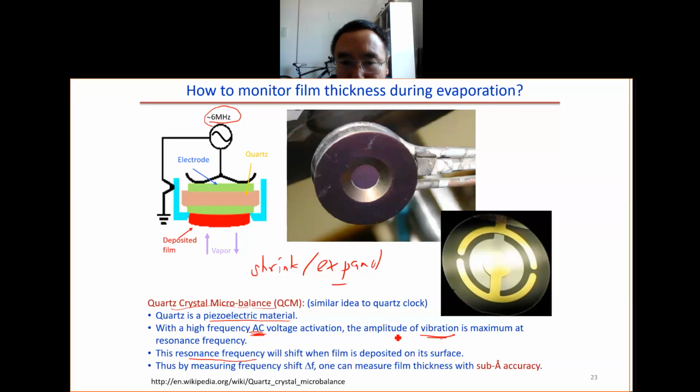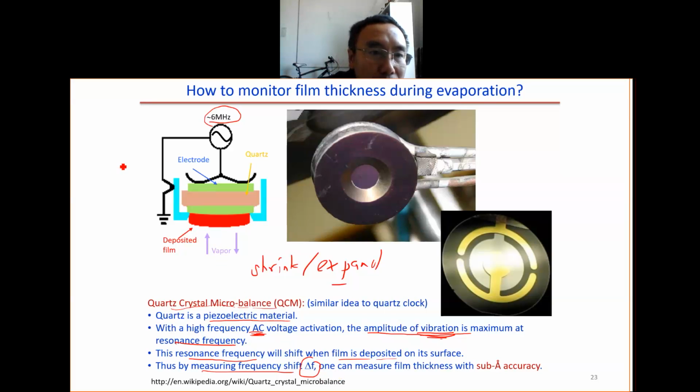The amplitude of the vibration will be the maximum at the resonant frequency of this quartz and the electrode materials. This resonant frequency will shift when the film is coated on its surface. If this resonant frequency shift, delta F, can be measured, then we know how much film we have on the surface.